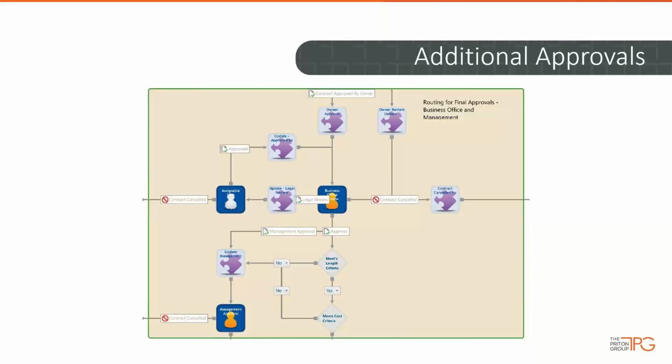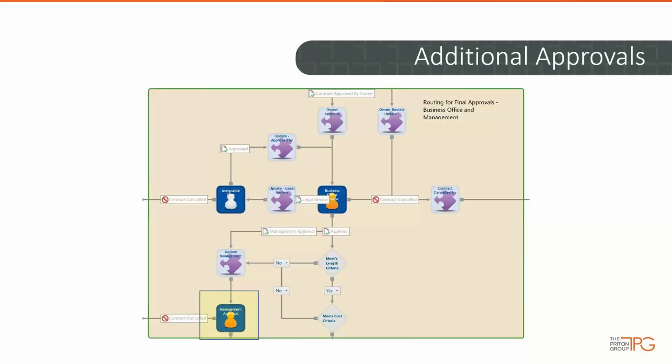Once it has been reviewed, we can then assign that contract for additional approvals. In this case, we have a business office review, and further reviews can be done only if certain criteria are met. So for instance, in this case, if the contract does not meet proper length or cost criteria, we can then send it over to management for approval.